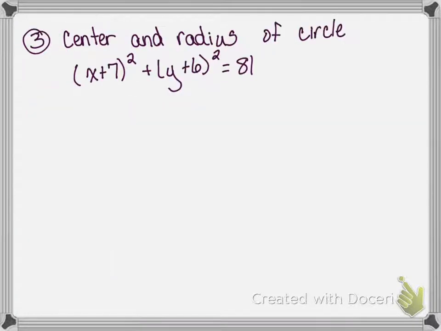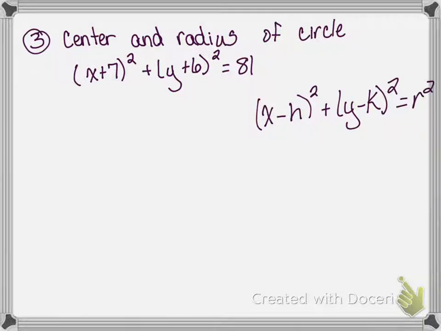Now we are moving to a circle. So this is already in the standard form of a circle. Okay? So I don't have to move anything around. Standard form is x minus h squared plus y minus k squared equals radius squared. So in the formula, we've got that minus sign right there, and in this, we've got plus signs. So it's going to be the opposite.